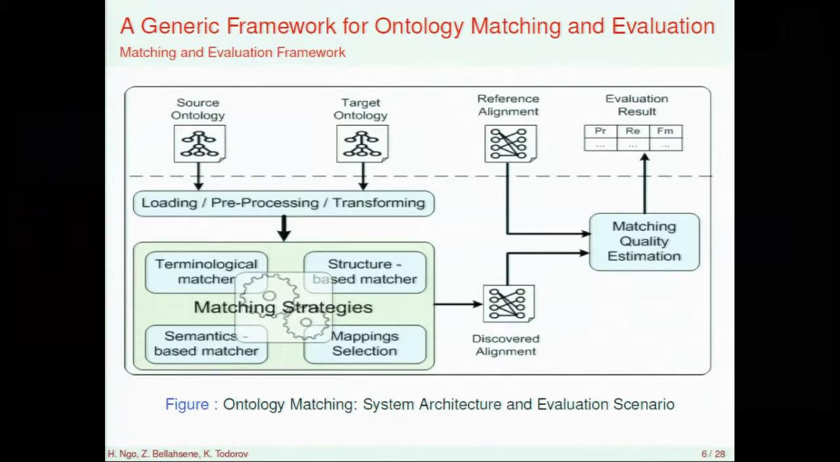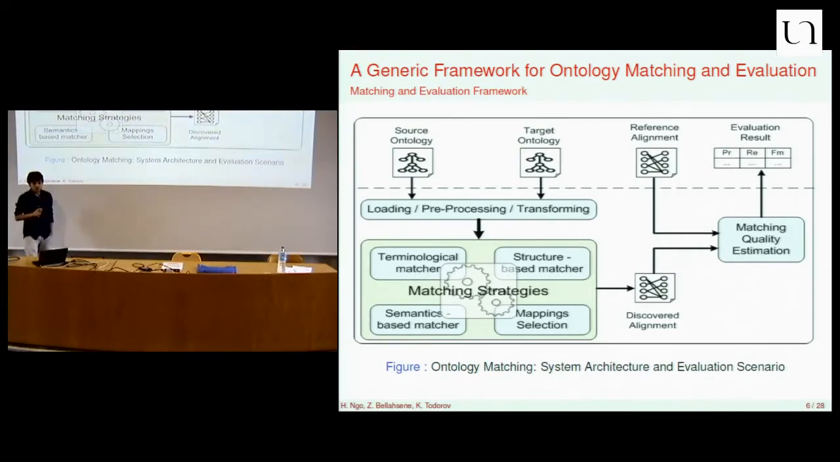So this is how a generic framework for ontology matching and evaluation could look like. What you see in the lower left corner here would be the ontology matching tool, which is composed of different sub-systems, which each focus on a different heterogeneity type. We can have a terminological matcher, a structure-based matcher, a semantic matcher, and a mapping selection module, which serves as a kind of filter to filter out candidate mapping pairs of concepts.